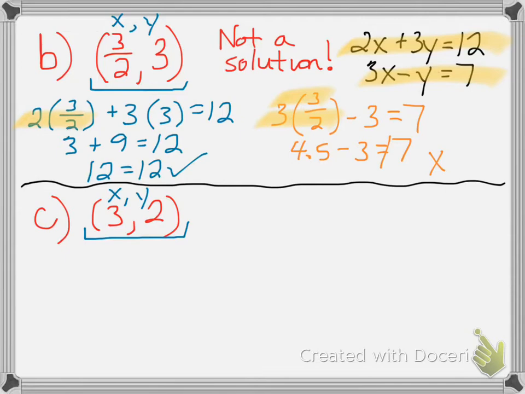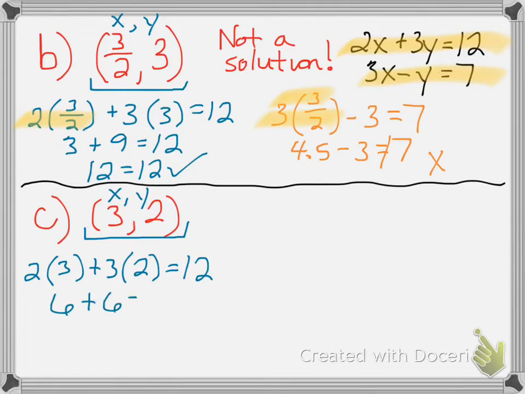All right, so let's plug it into the first equation. 2 times the x, which is 3, plus 3 times the y, which is 2. Does that equal 12? 2 times 3 is 6. 3 times 2 is 6. Does 6 plus 6 equal 12? Yes, 12 equals 12. So we have a check there, but we have to go try the other one.